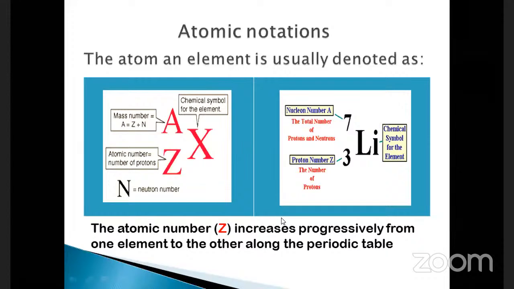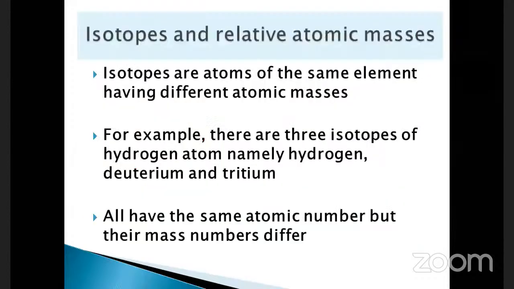So we say that a sample of an element may contain atoms that have different atomic masses. They have the same atomic number, different atomic masses. These are termed isotopes: atoms of the same element that have different atomic masses but have the same atomic number. And because they have different atomic masses, that means their number of neutrons is different.